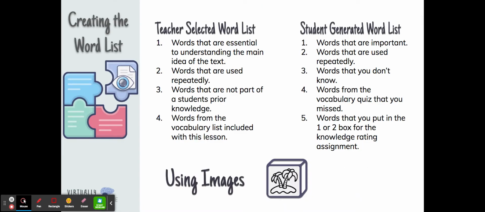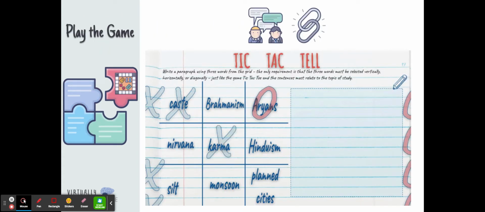For creating the word lists, you can have teacher selected word lists, and there are some suggestions here for different ways you could come up with the words. Or you can do student generated word lists. And I'm going to show you a couple of really fun activities for learning the lesson with student generated word lists. You can also do images instead of words, and this can be a very interesting way to do it. I'll show you an example that's really cool. But let's start with just the basic words and paragraph.